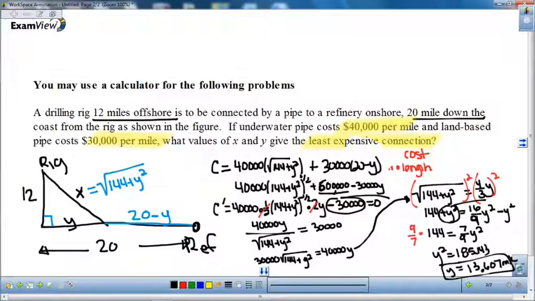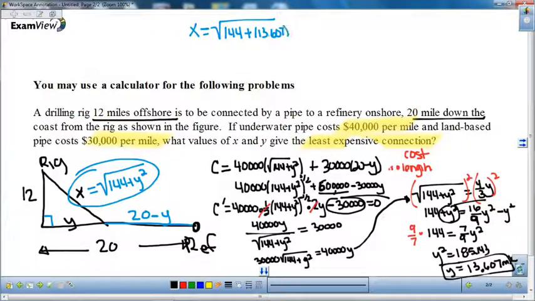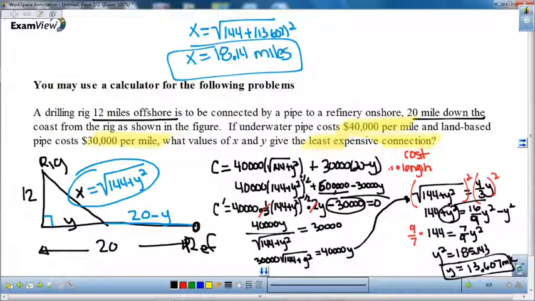And to find x, I just need to substitute it back into my x equation. So x is going to be the square root of 144 plus 13.607 squared. So that's going to be 18.14 miles. Okay, so x should be 18.14 miles and y should be 13.607 miles.